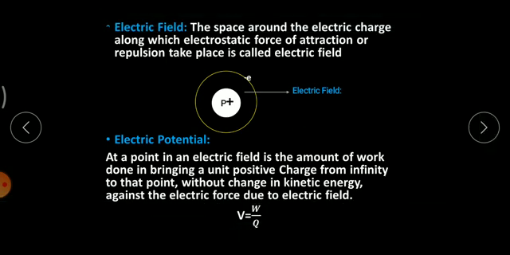So electric potential is given by the symbol V, work done upon Q. That is electric potential: the work done in moving a unit positive charge from infinity into that field.